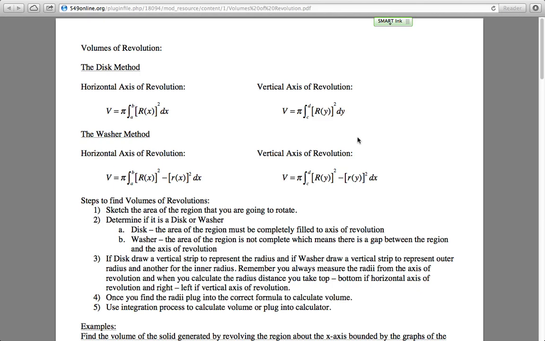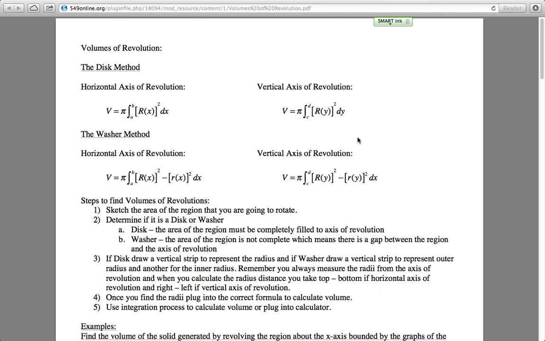Now, when you have a horizontal axis of revolution, I want you to notice everything's in terms of x, because you're along the x-axis. You're along a horizontal axis, like the x-axis, or it could be a horizontal line at y equals -1, or y equals 8. But you're revolving it around something that's horizontal, so everything's along an x-axis or a horizontal axis. That's why everything's in terms of x.